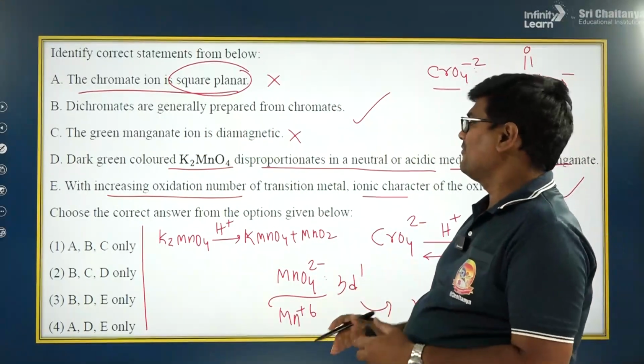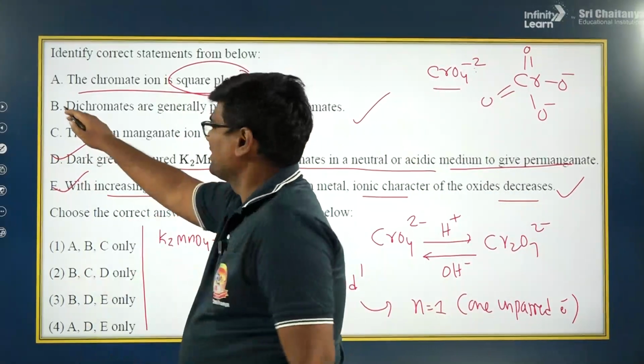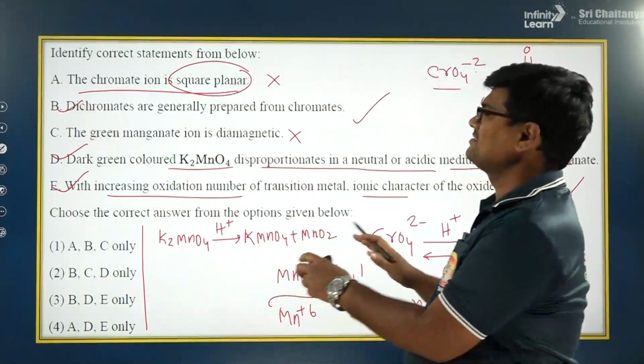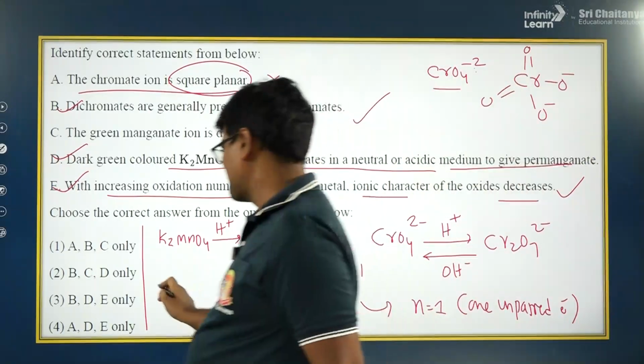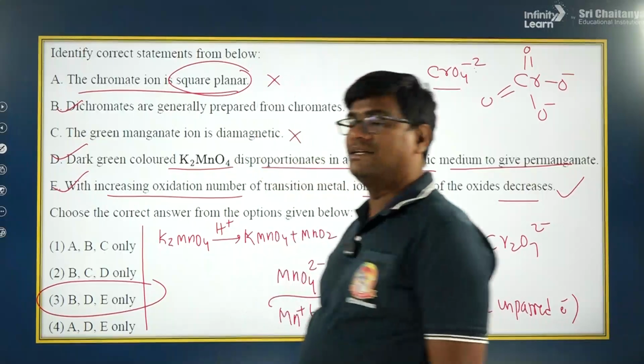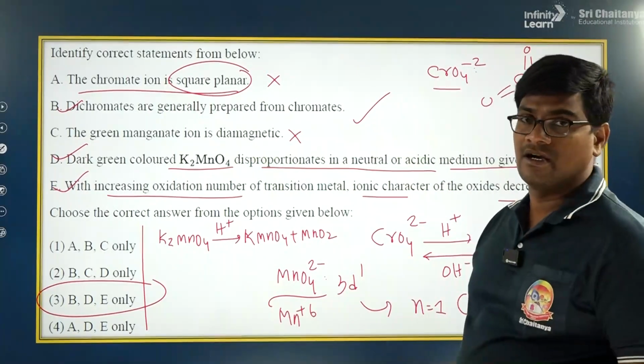So therefore, what we have got is that B is right, D is right, and E is right. A is incorrect, C is incorrect, and B, D, E are correct. Therefore, what is the right option? Option 3, B, D, E are correct. Are you clear with this? Let's go for the next question.